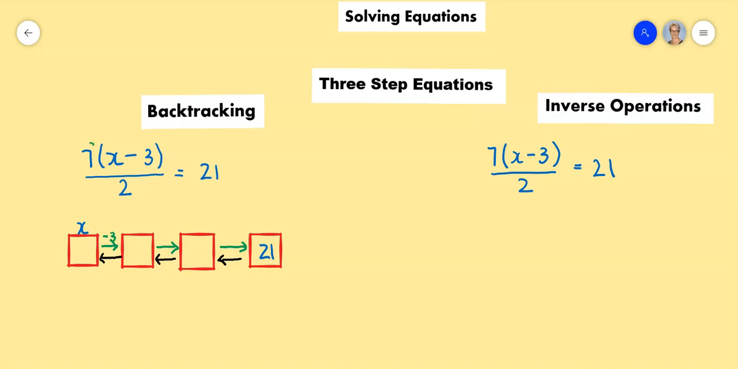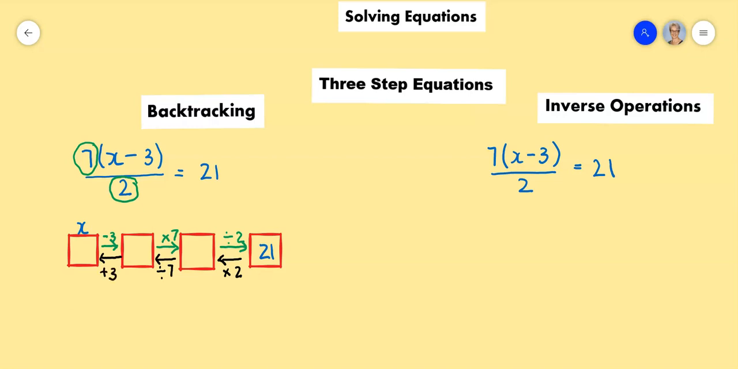After that, we times by 7. And lastly, we then divide by 2. And the answer is 21. So to backtrack, we're going to first of all have to times by 2, then we're going to divide by 7, and then we're going to add 3.